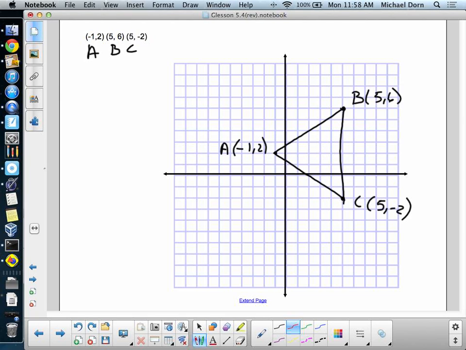So the midpoint formula here for AC. Remember, we add the x's divided by 2. It's the only time we add, other times we subtract. And 2 plus -2 divided by 2. -1 plus 5 is 4. 4 divided by 2 is 2. 2 plus -2 is 0. 0 divided by 2 is 0. So 2, 0 is the midpoint. Sure enough. So here's one median.